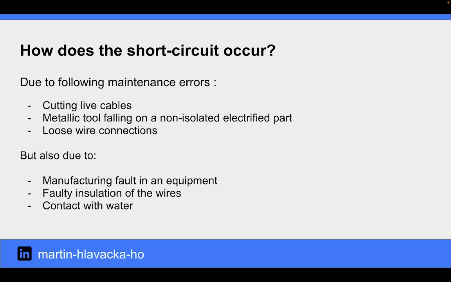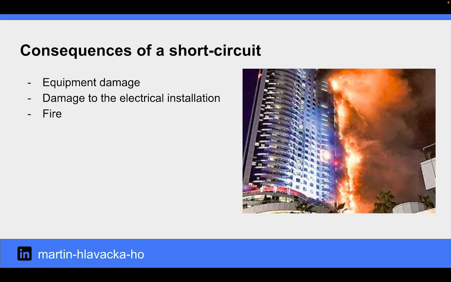But it can also happen when a piece of equipment has a fault directly from the manufacturer, or the cable ages and the wire insulation is already worn. The consequences of short circuit can be very damaging to the electrical equipment and installation of a building or plant. It can even start a fire.